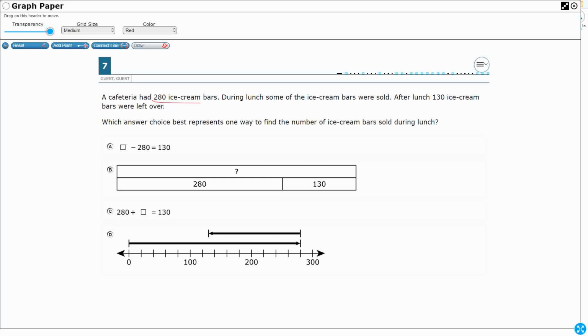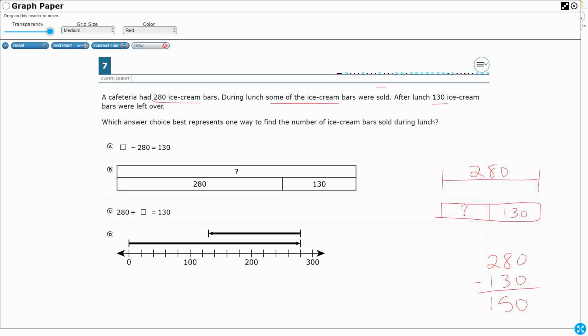So I'm thinking here, right, we can just draw a strip diagram. I've got 280, that's my total. And it's looking like a part whole, right? Some ice cream bars were sold, right? So that means we're going to subtract. So I could do that if I have a question mark here, and then 130 bars were left over, right? So 280, I could subtract the question mark. I don't know what that is, but I could subtract the other part and I can get how much was sold. All right, so I'm looking for this. 150 were sold.